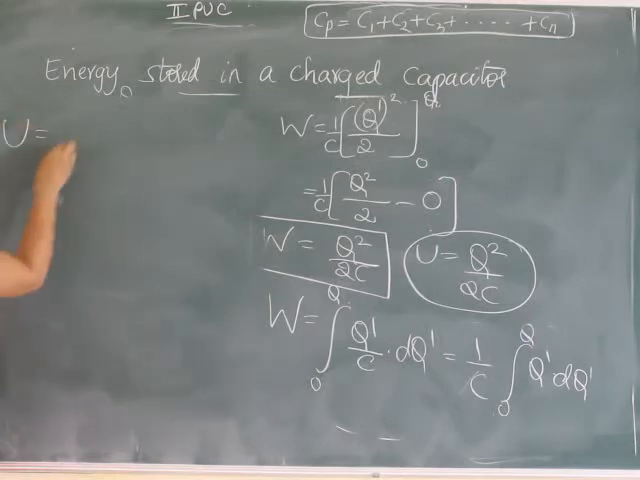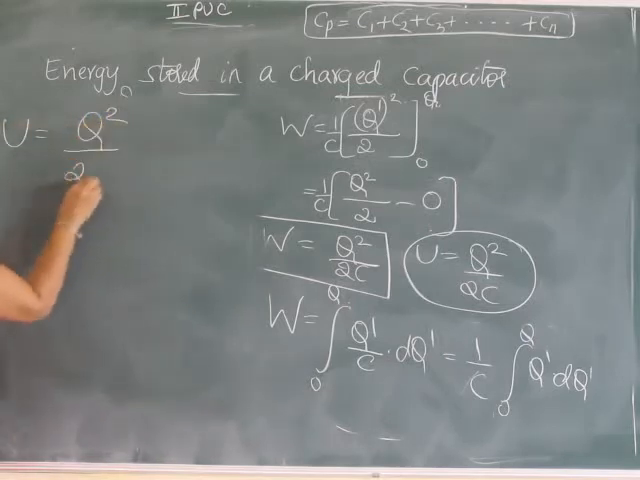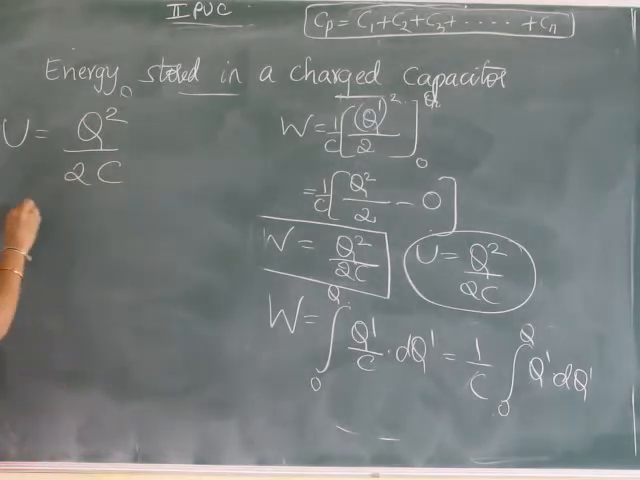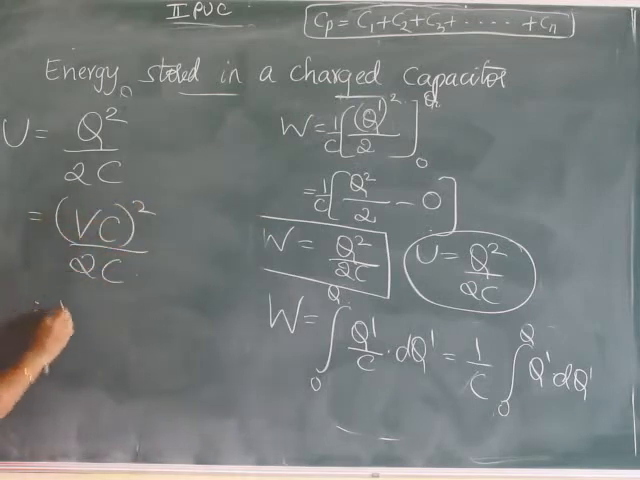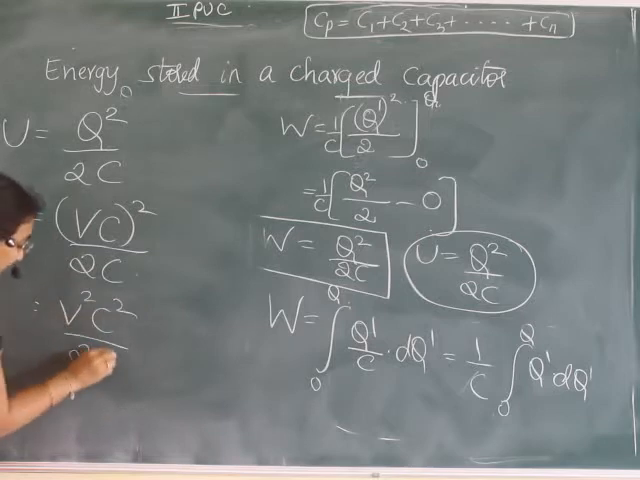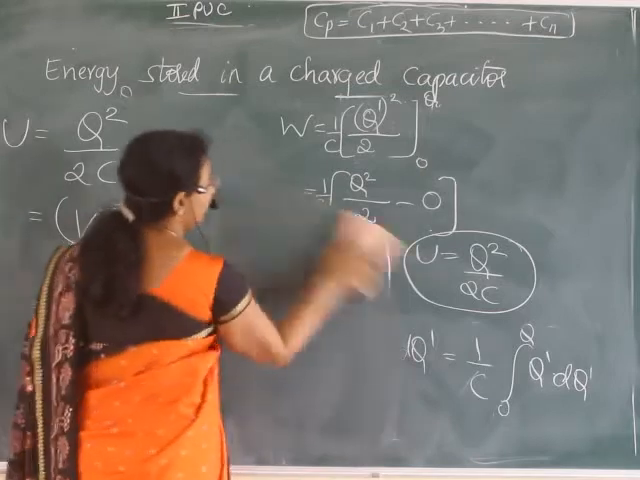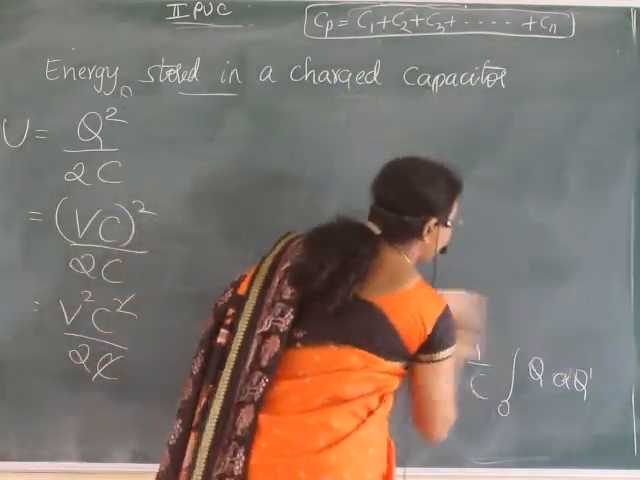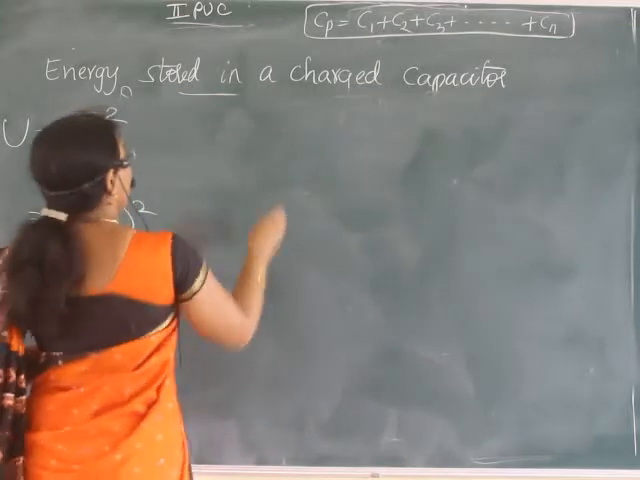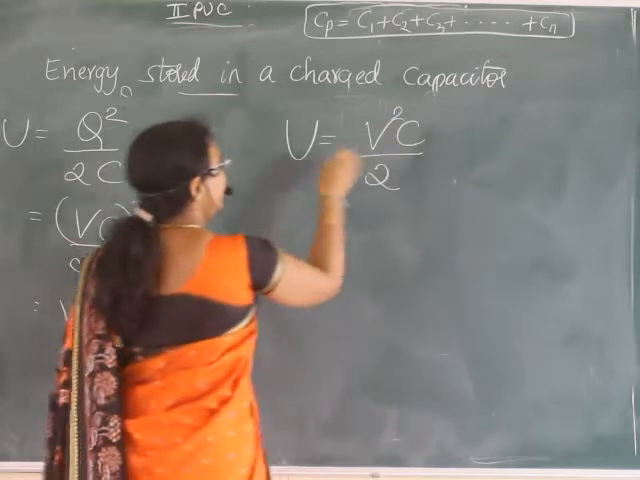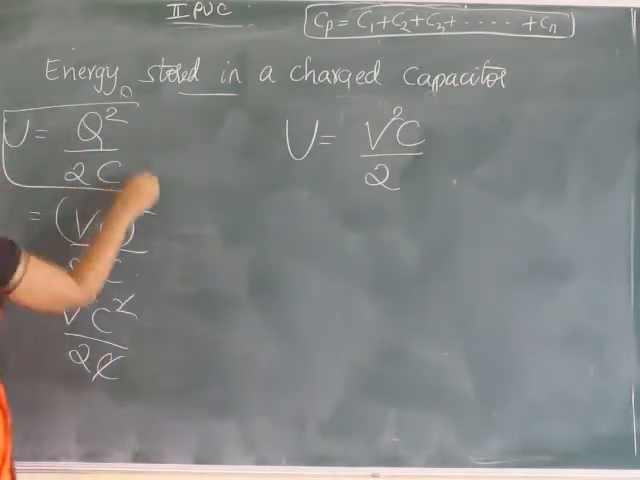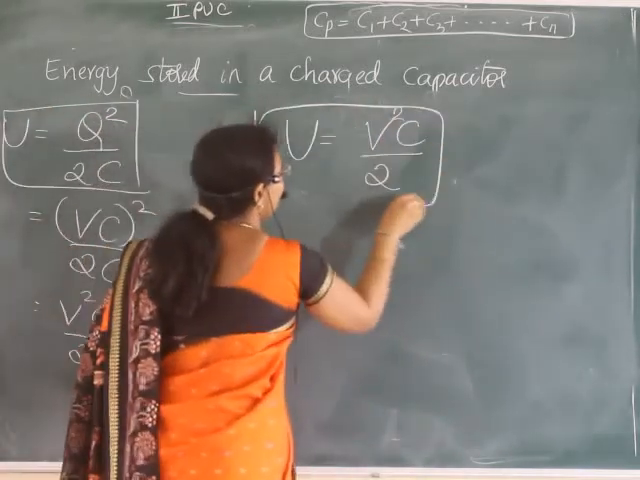see here, we got the expression U is equal to q square by 2c. In the place of q, I can write Vc because q is equal to Vc. I can write Vc square by 2c, then V square C square by 2c. C gets cancelled. Therefore, I can write one more expression for energy stored in a capacitor as U is equal to V square C by 2. One expression was this one. Now, one more expression is this one.